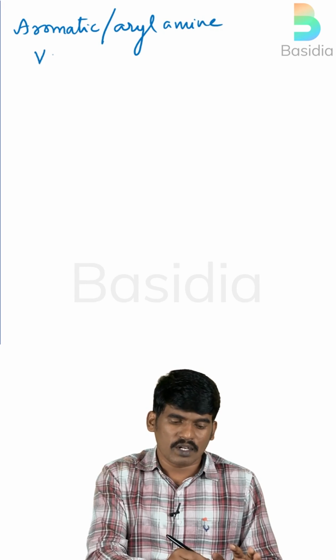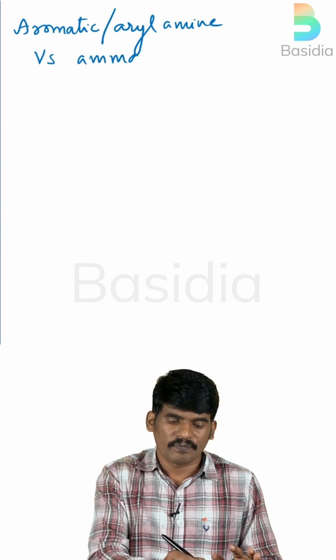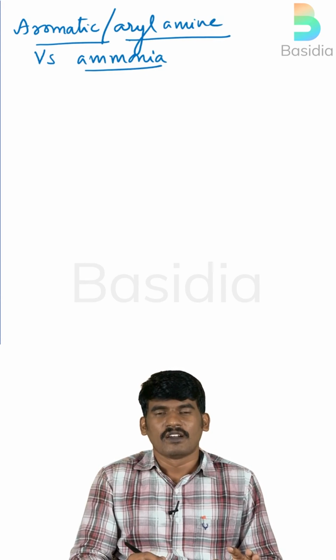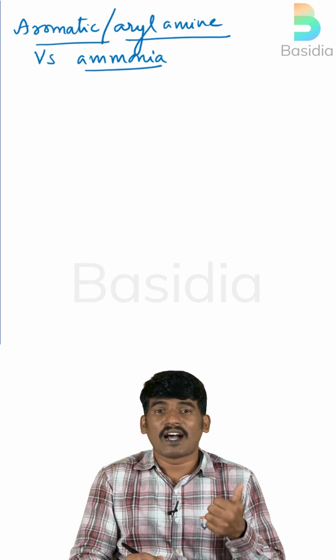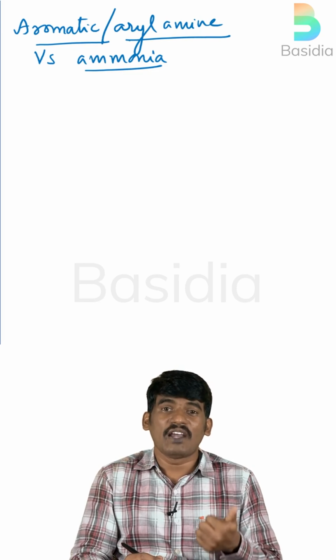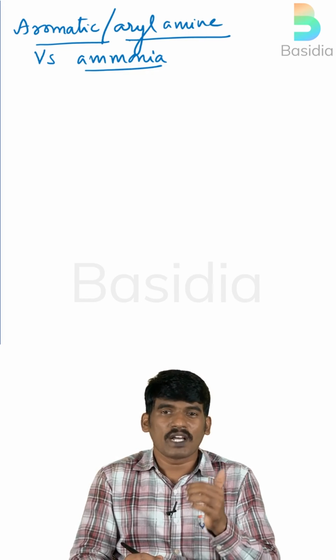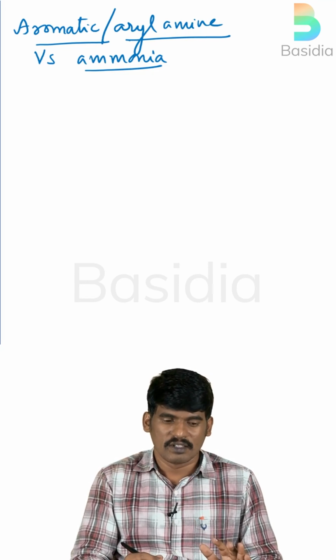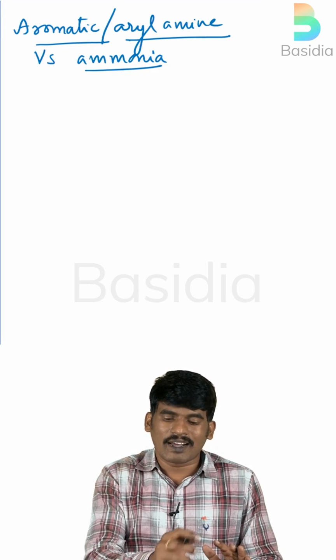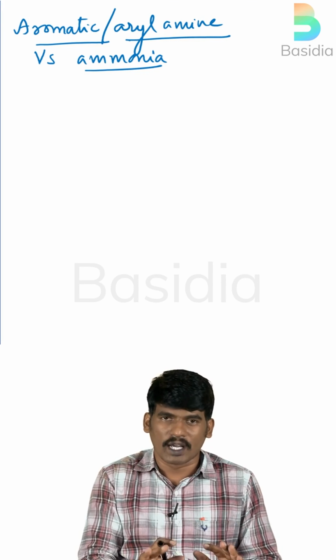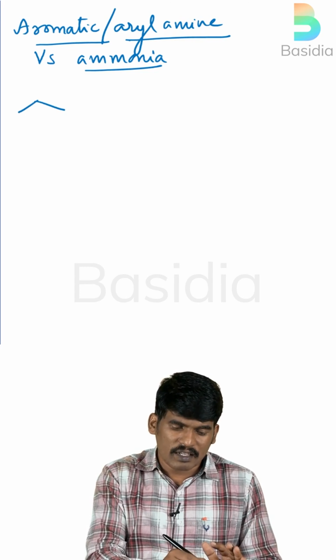Aryl amines versus ammonia. See, earlier we compared alkanamines or aliphatic amines versus ammonia. What have we concluded there? Ammonia is a weaker base than aliphatic amines. Now, aromatic or aryl amines when compared with ammonia. So here I am taking a simple aromatic amine. What is that?